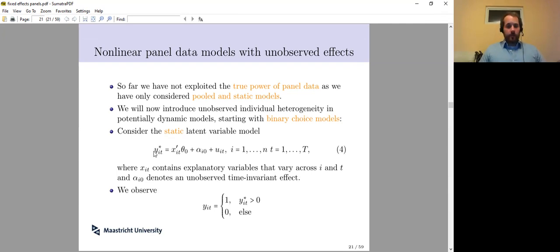As usual, we do not observe YIT star directly, because otherwise this would be a simple linear model. We would do first differencing and so forth, and then simply run a regression on the first difference data and get consistent estimates. However, we only observe YIT, which is 1 when the latent variable is bigger than 0 and 0 otherwise. For instance, YIT star could be the expected profits from innovation, and what we observe is only whether a firm conducted innovation in a period T.